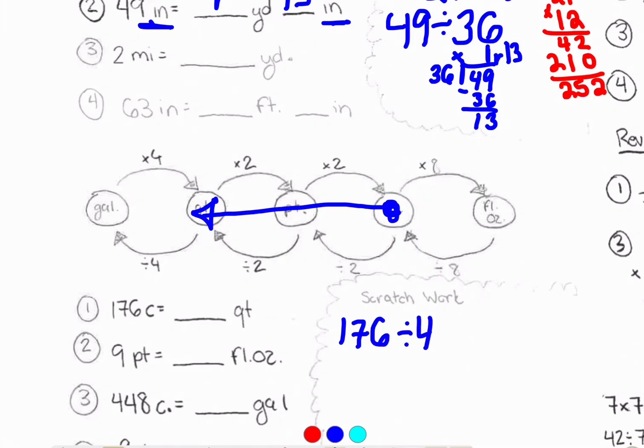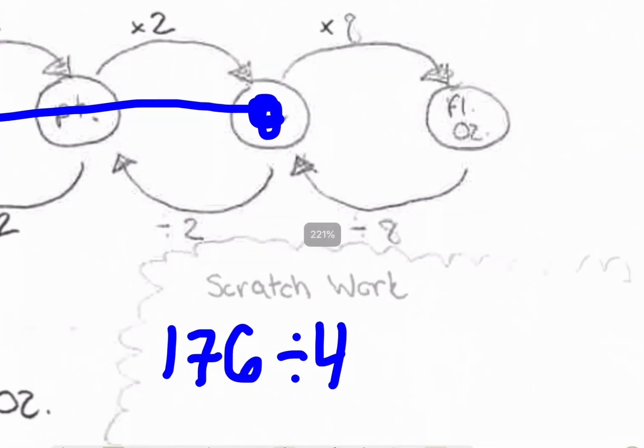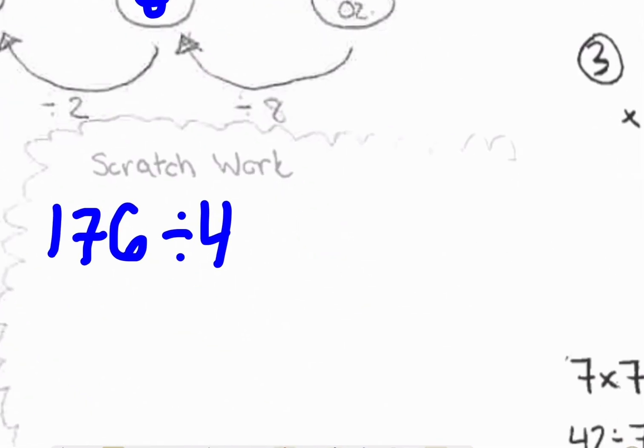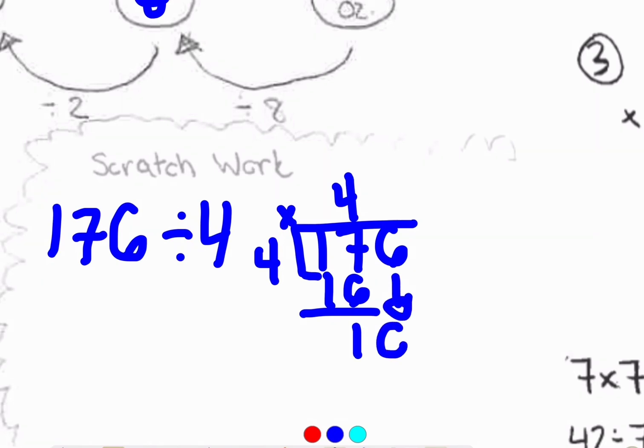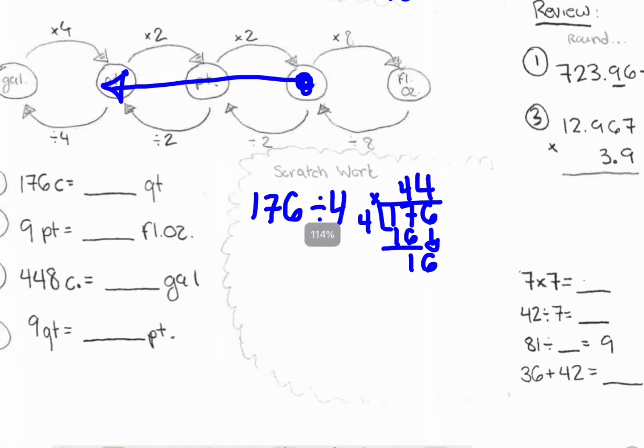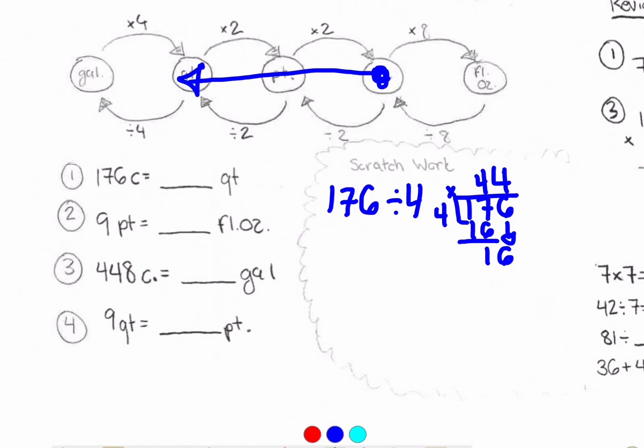And say, okay, how many times does it go in? Luckily, this one's going to work out perfectly. The 176 is inside the house. 4 is outside. 4 can go into 17 4 times. Subtract. And 4 can go into 16 4 times. That one worked out beautifully. So there is 44 quarts in 176 cups.